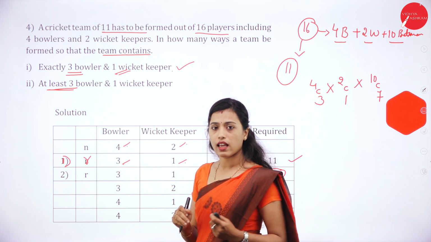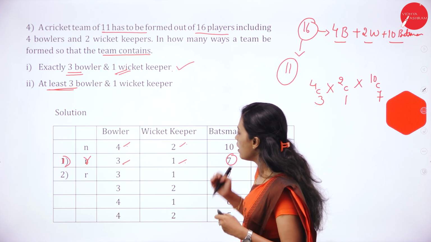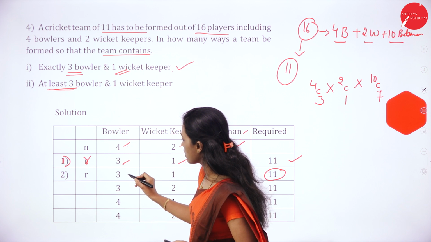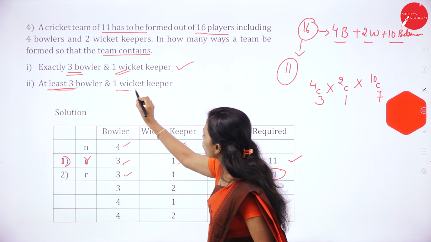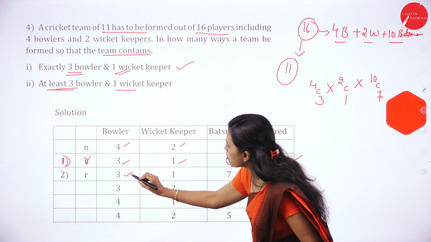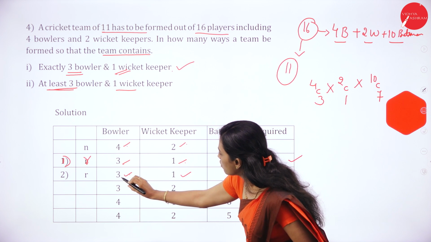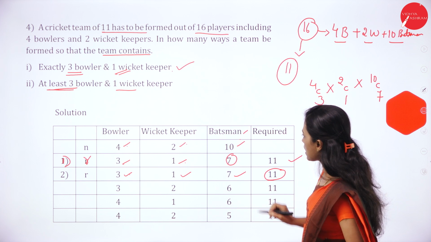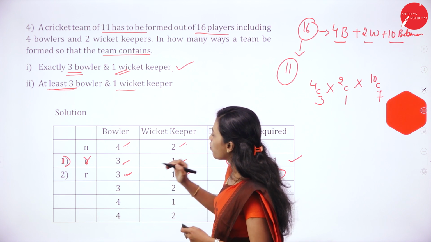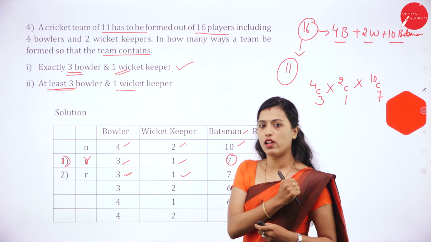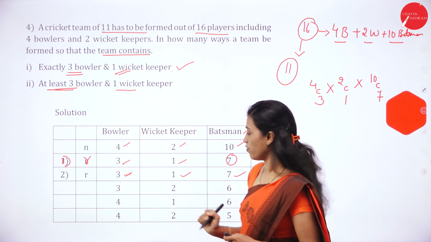Totally how many bowlers are there? Totally 4 bowlers are there. At least means minimum 3. Minimum there should be 3 bowlers. So 3 bowlers and at least 1 wicket keeper. Minimum 3 bowlers, minimum 1 wicket keeper means 11 minus 3 minus 1 is 7 batsmen. But at least 3 bowlers means we have maximum 4 bowlers.